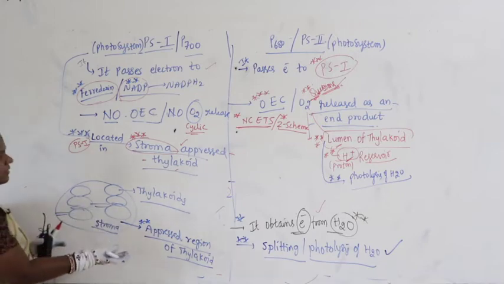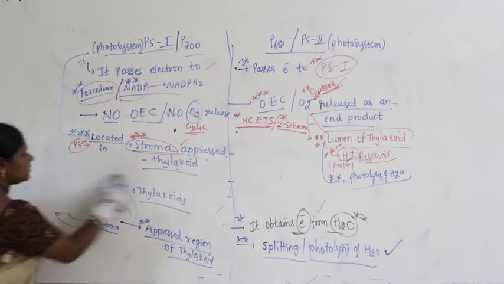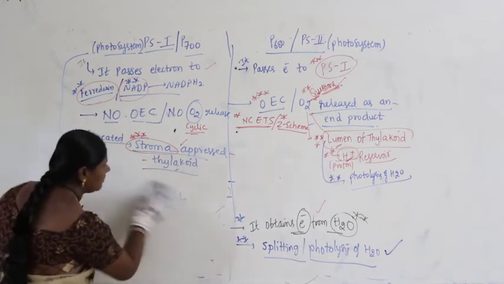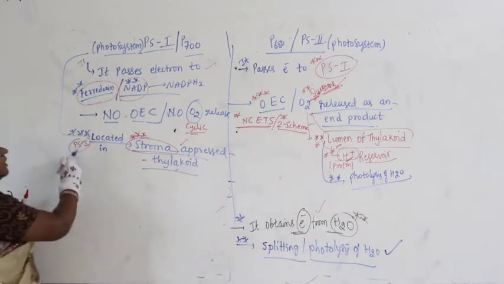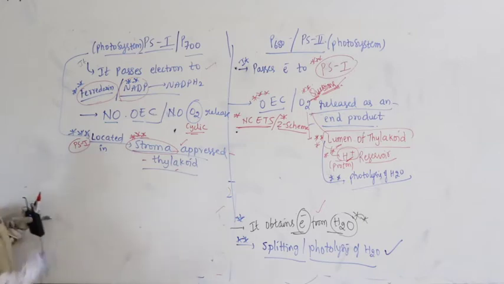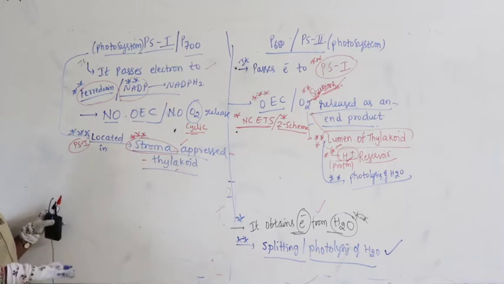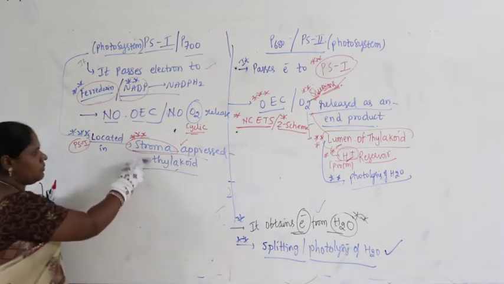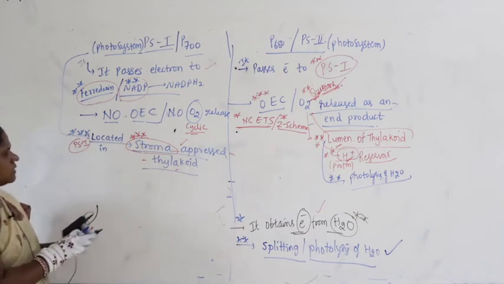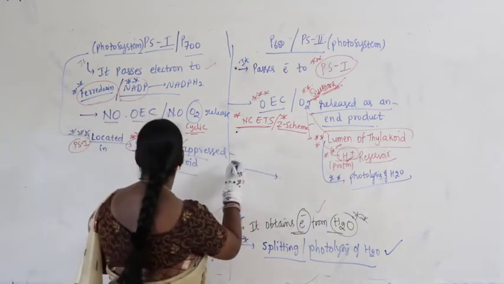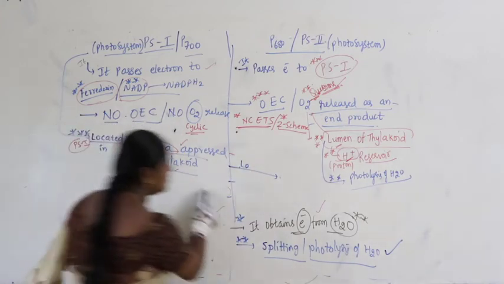Better, I'll write both the appressed region and the non-appressed region aside. I'll tell you after this, because in this small space I can't write everything. Let us complete the differences. I'll come back to that point. Remember, PS1 is located in the stroma appressed thylakoid, the thylakoid base, which is not exposed to the outer side and which is attached to the stroma. That is the place where PS1 is located. Coming to this, here PS2 is located. I'm talking about PS2 here. Make very clear differences.